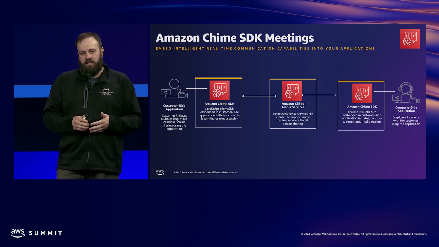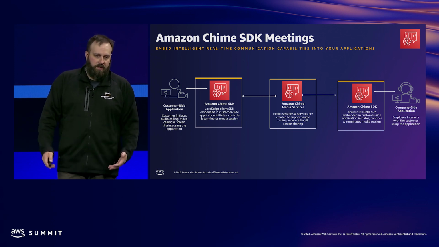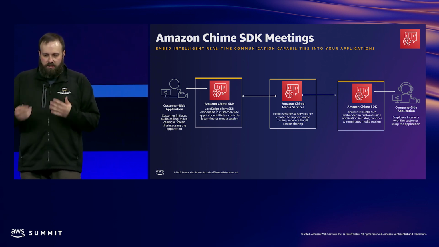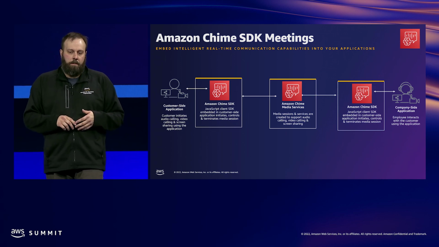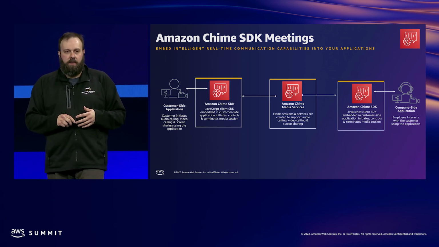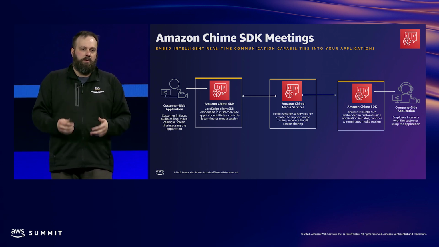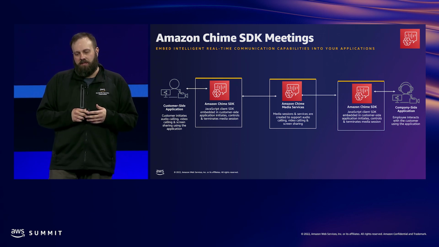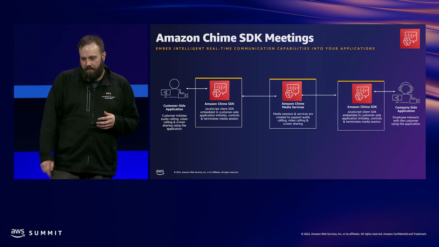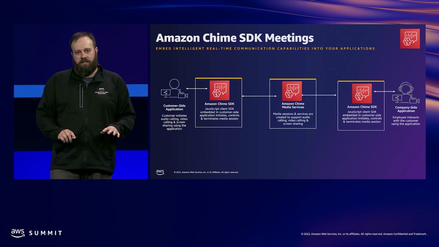And all of this is done without you having to scale up media servers. So there's no reason that you need to start spinning up STUN servers and TURN servers and all that hard work. All of that is taken care of for you with the Amazon Chime SDK meeting service. And this is all pay as you go. So per attendee, per minute that is actively participating in the meeting. And that's the front end of the Amazon Chime SDK meetings.